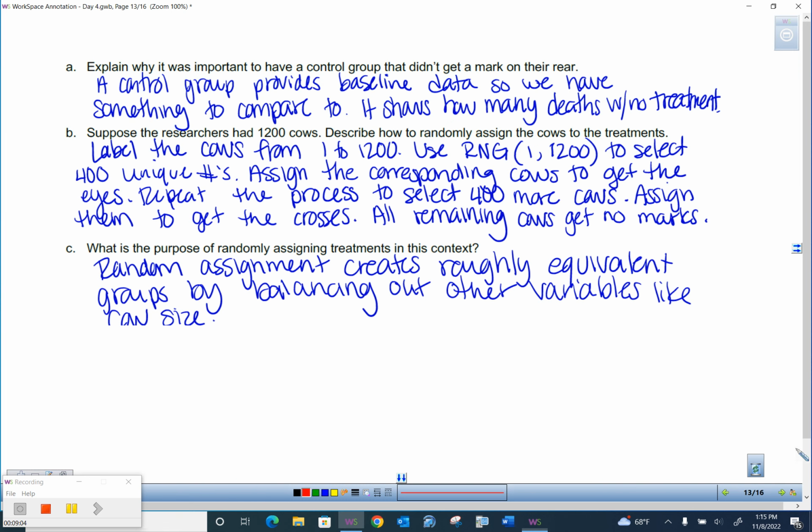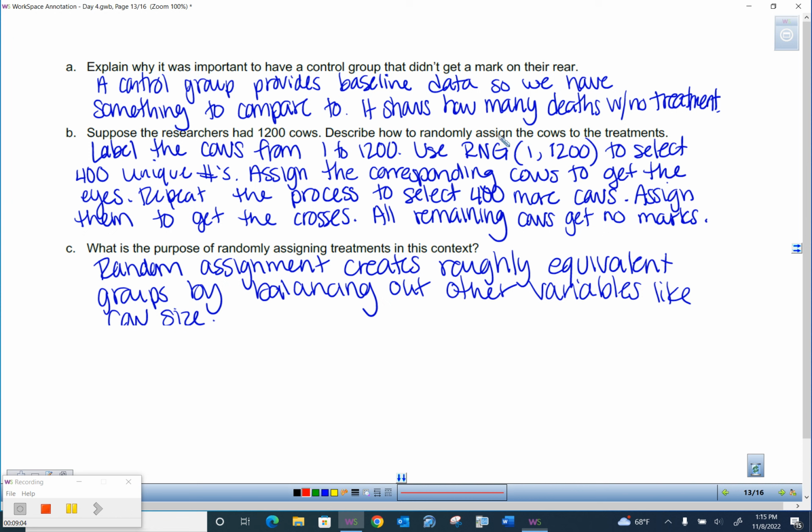Okay, so the first one, we want to have a baseline. So something about a control group is why we wanted to make sure that there was one that didn't have any markings at all. Okay, so that was before the treatment was applied, the no treatment in this case. Then it says, suppose they had 1,200 cows, how you would randomly assign the cows to treatments.